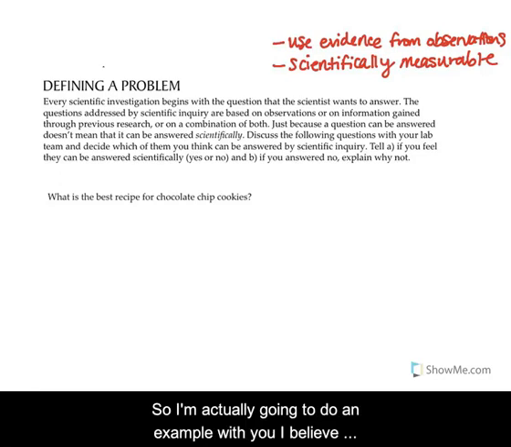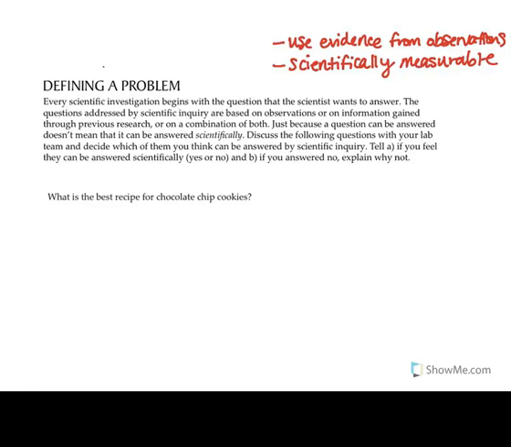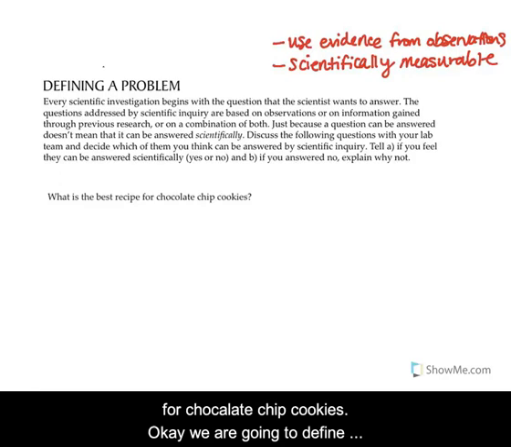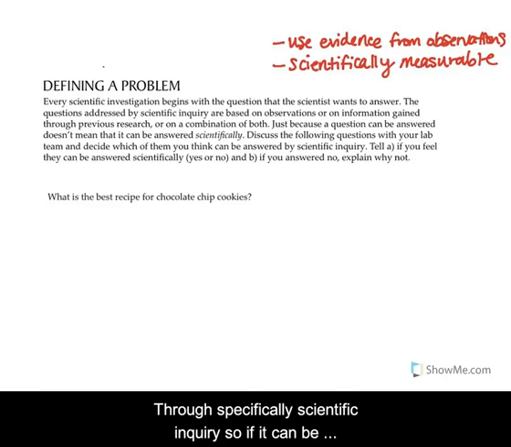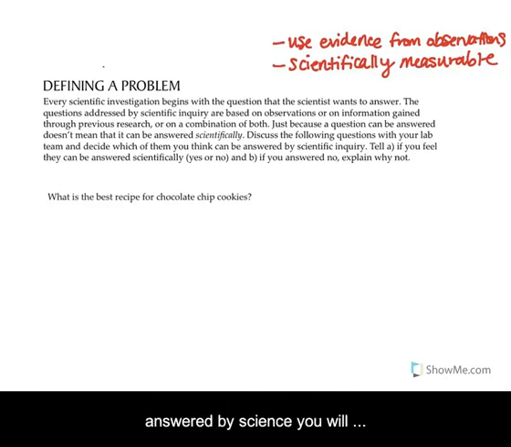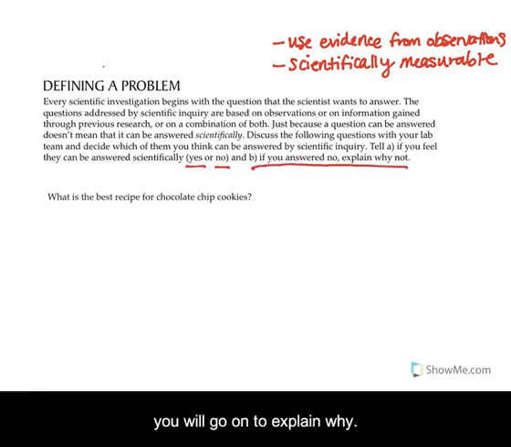Okay, so I'm actually going to do an example with you. I believe this is the fourth problem that you guys have in this section. We are wondering what is the best recipe for chocolate chip cookies. We are going to define whether or not we can answer this question through specifically scientific inquiry. If it can be answered by science, you will say yes, that it can, and you don't need to go further from there. If it cannot be answered by science, you will say no, and you will go on to explain why.